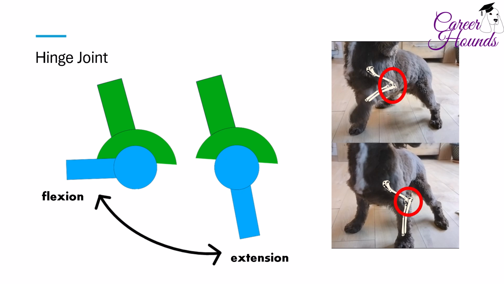The interphalangeal joints, which are the toes. The joints between the small bones in the toes, these allow flexion and extension of the toes, aiding in grip and movement. Hinge joints in dogs play a vital role in walking, running, and jumping, ensuring controlled movement while maintaining stability.